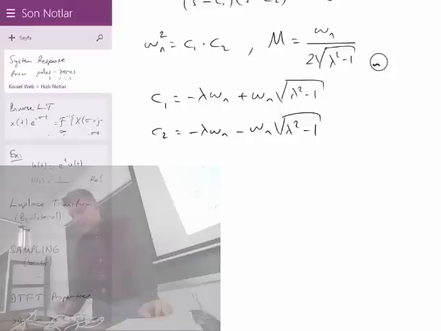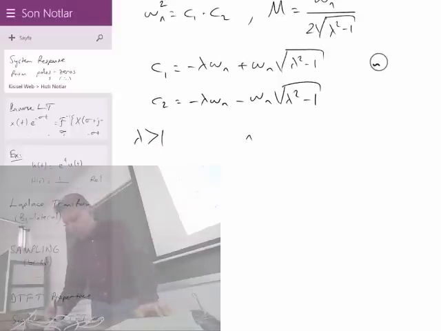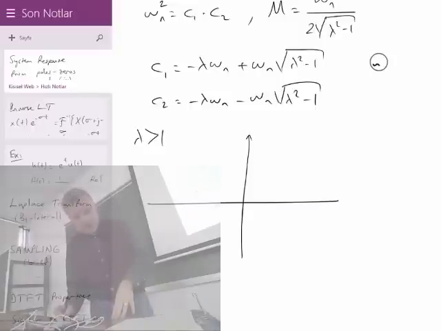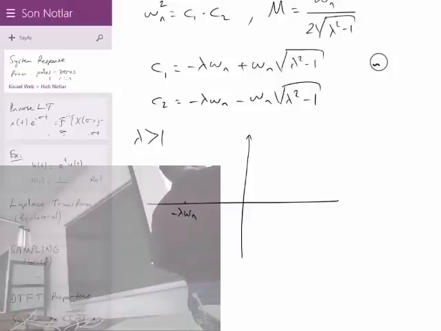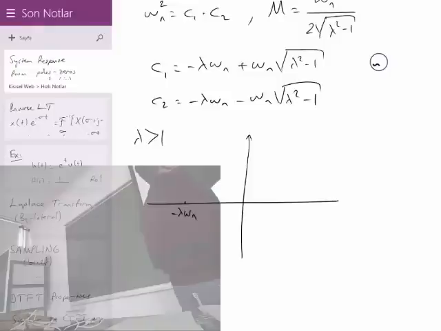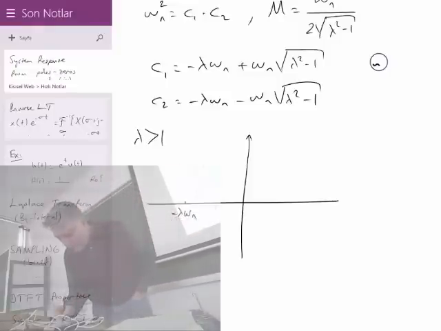Now, let's split this into two cases. If lambda is greater than 1, then lambda square will be greater than 1, and inside the square root it will be a real value. Due to that real value, we will have C1 and C2, two poles that are real. This is, let's assume, somewhere around minus lambda omega n. In the positive direction and the negative direction, it splits into two, because one of them is plus omega n times a constant, the other one is minus omega n times a constant. So with a symmetric distance to the right and to the left, we have two poles like this.